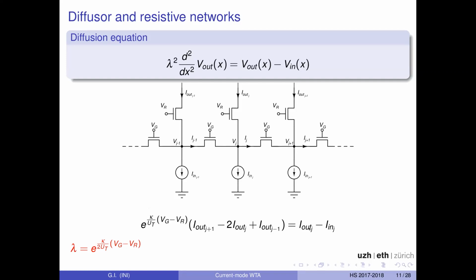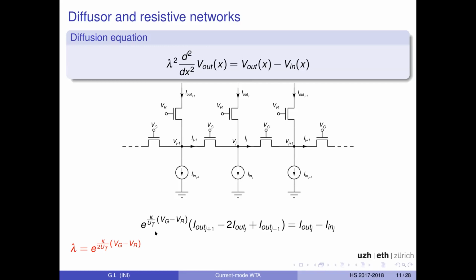So it's nice because in order to understand what the output is, you only need to know what the input is and what's happening to the left and to the right. And if you see this, this is the discrete version. If you think in continuous form, this is the discrete version of the diffusion equation. You have a second order derivative on the left side and the difference on the right side. So it's exactly the same here.